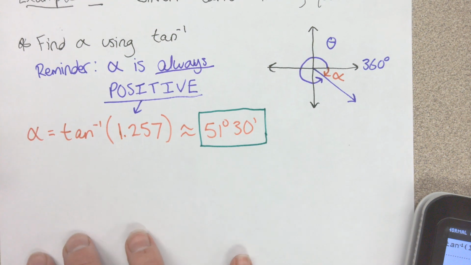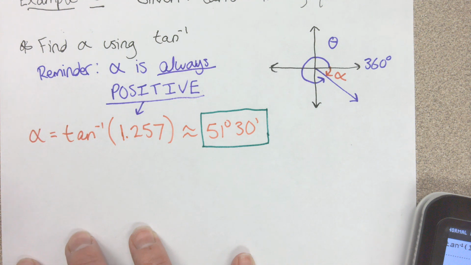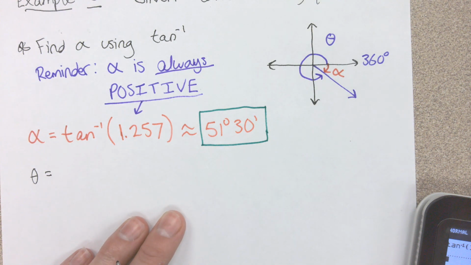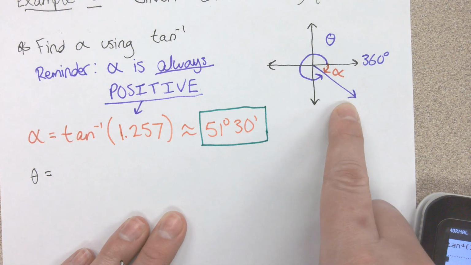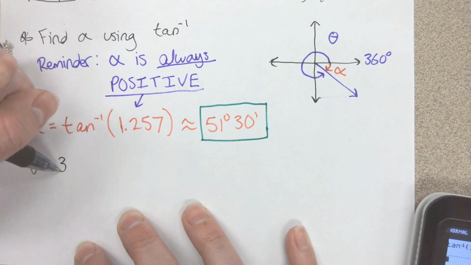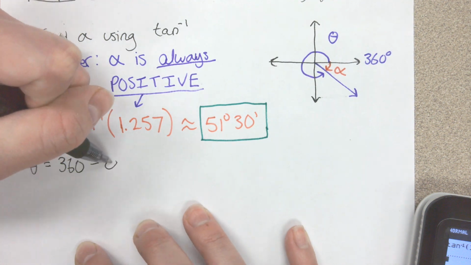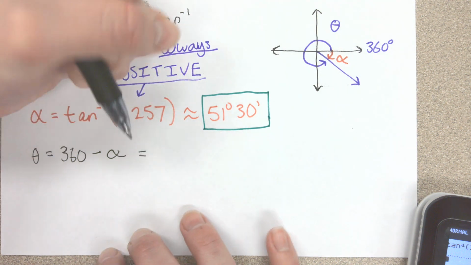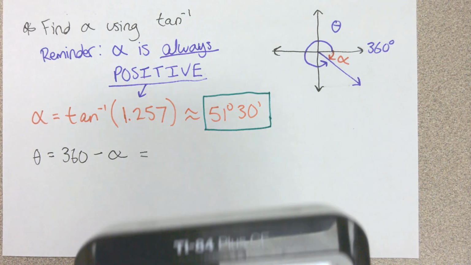And theta. Again, that's just the rule of whatever quadrant you're in. We're in quadrant 4. Theta is the full circle minus alpha. 360 minus alpha. Now I'm just going to do that in my calculator.